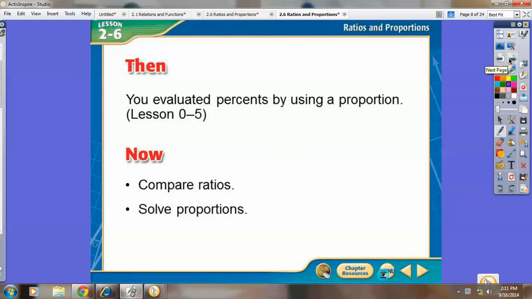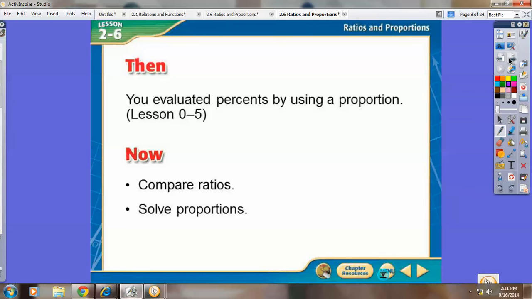Couple of things that we're going to do in this section: compare ratios and solve proportions. Let's first talk about what a ratio is. We just talked about it a few minutes ago. What is a ratio? A fraction. We don't always call them ratios. Most of the time we call them fractions. We're comparing two things. We're comparing parts to wholes.